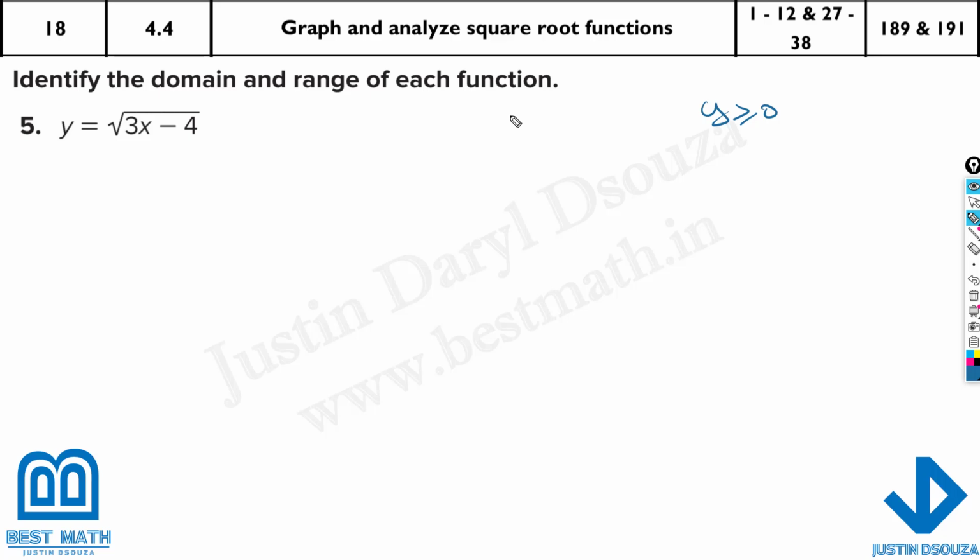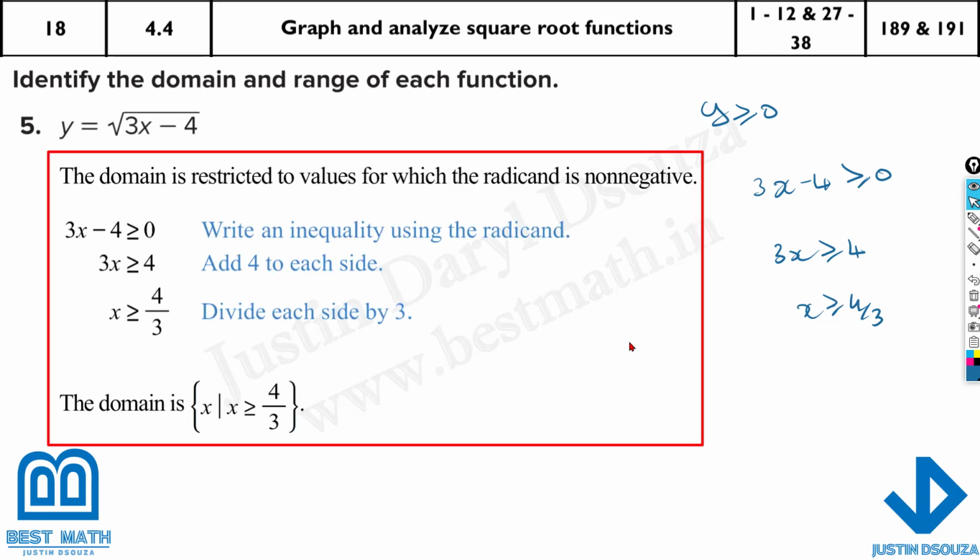But what about the domain? Here we have 3x minus 4. That must be greater than or equal to 0. So 3x is greater than or equal to 4, or x is greater than or equal to 4 by 3. This will be the final answer. So it's 1.333 or 4/3. x is greater than or equal to 4/3.